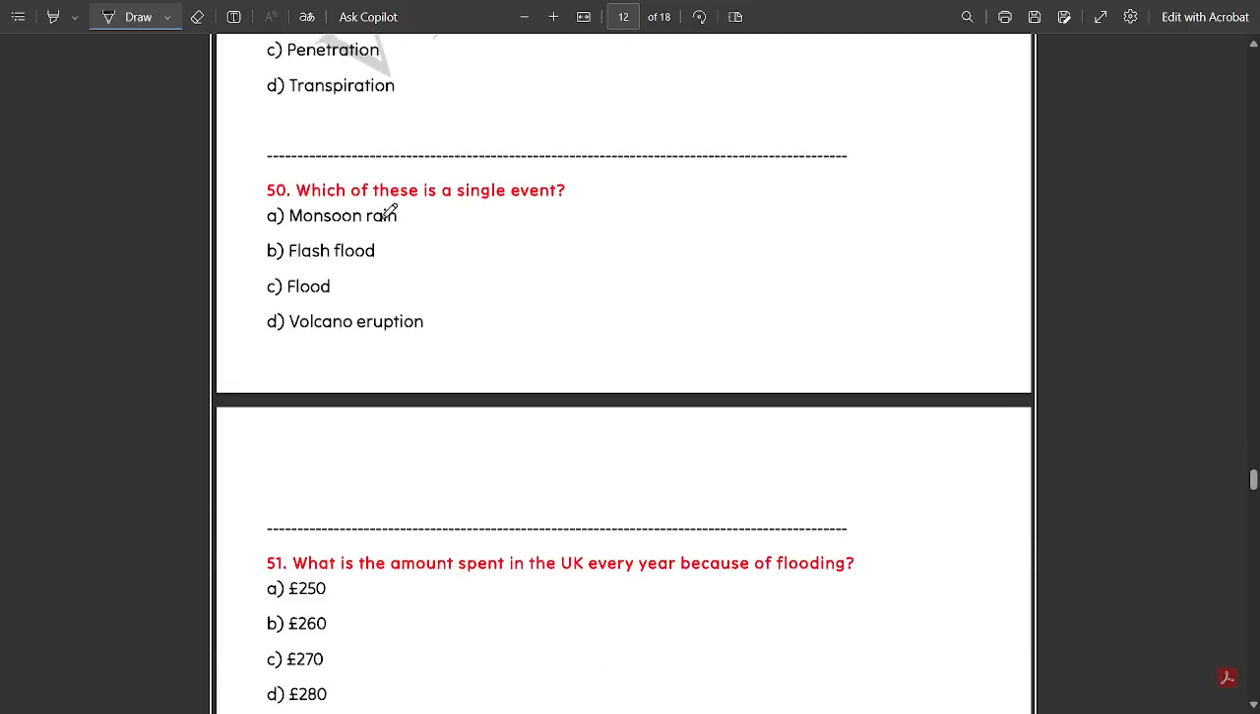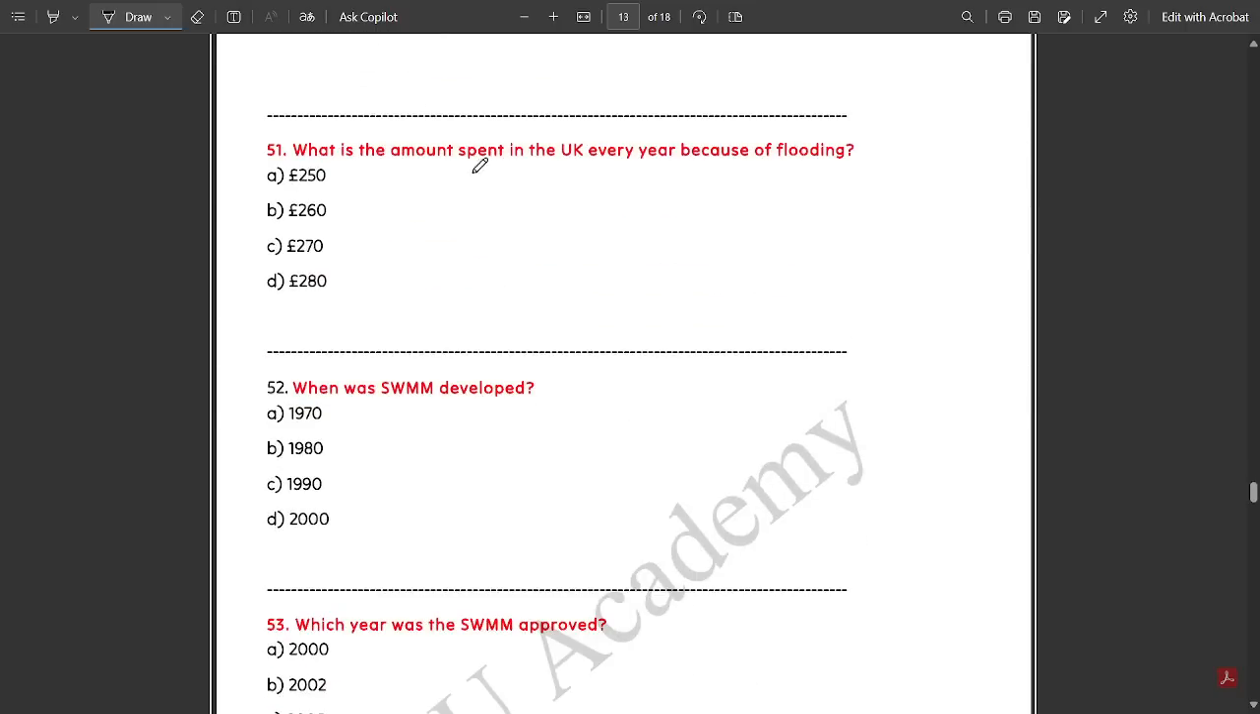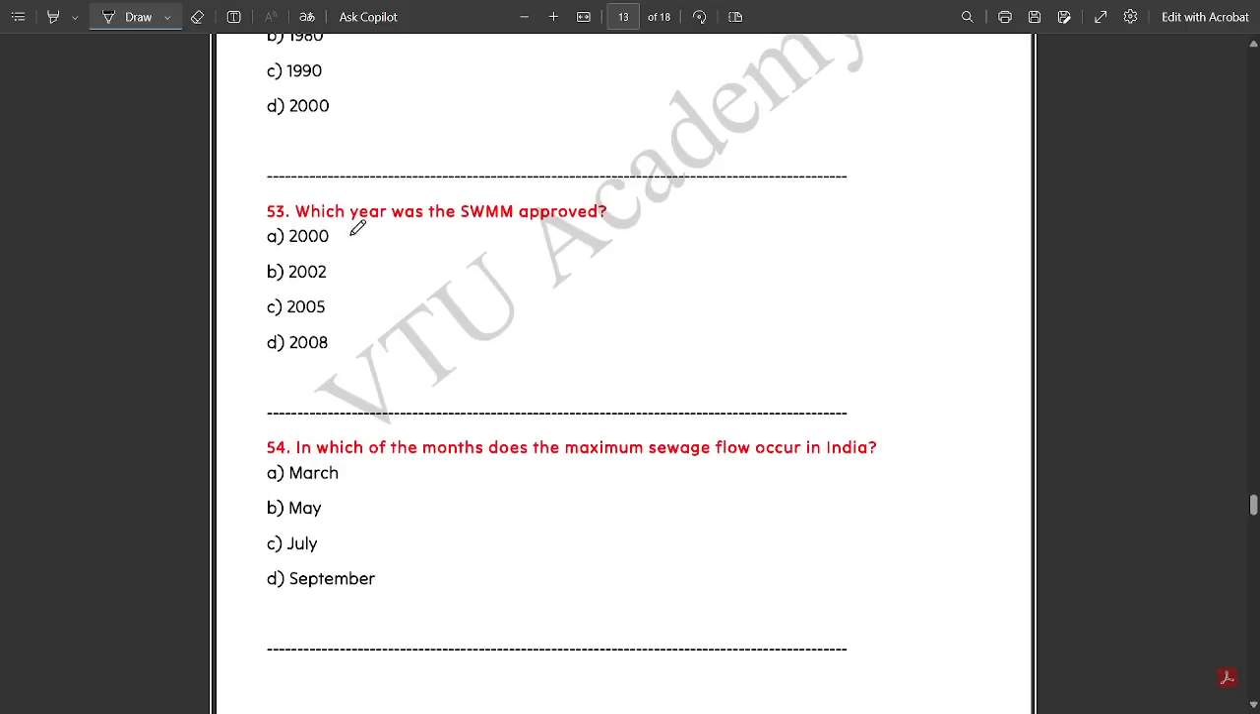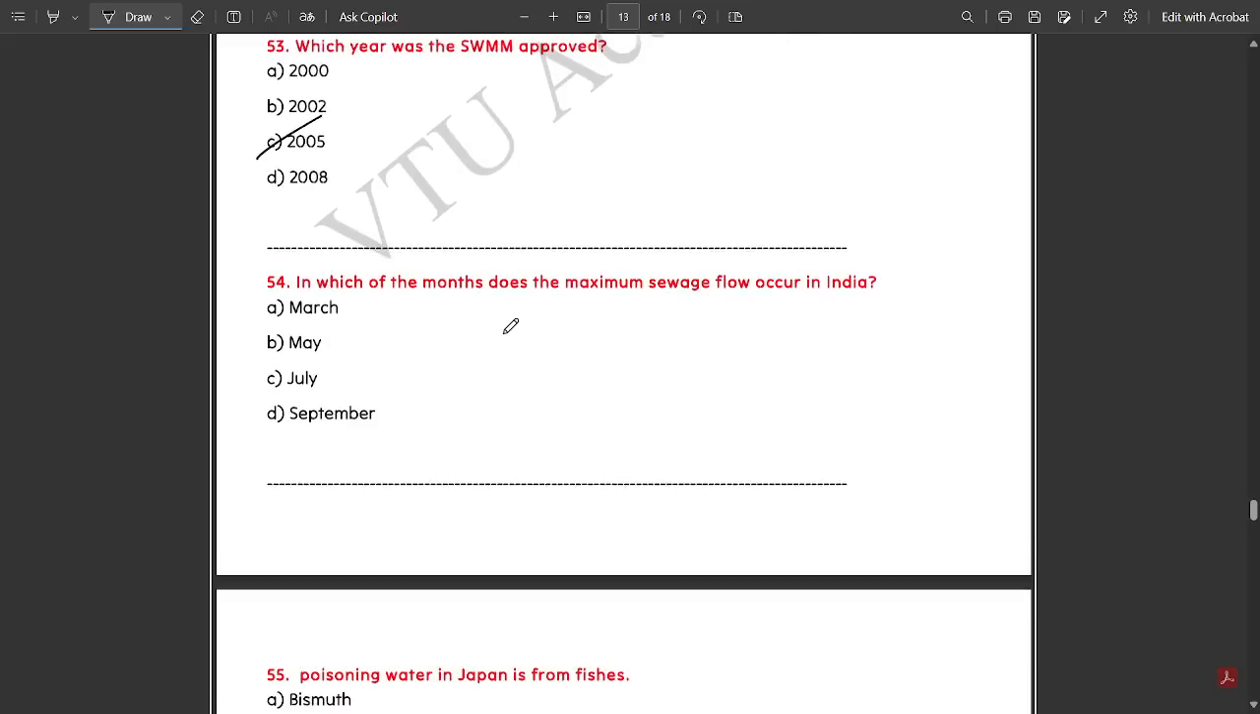Okay. Next question. Stream erosion can be caused by excess of precipitation. Which of these is a single event? Here, the flash flood is a single event. What is the amount spent in UK every year because of flooding? Okay, the answer is 270 pounds. When was SWMM developed? It was developed in the year 1970. Which year was the SWMM approved? It was approved in the year 2005.